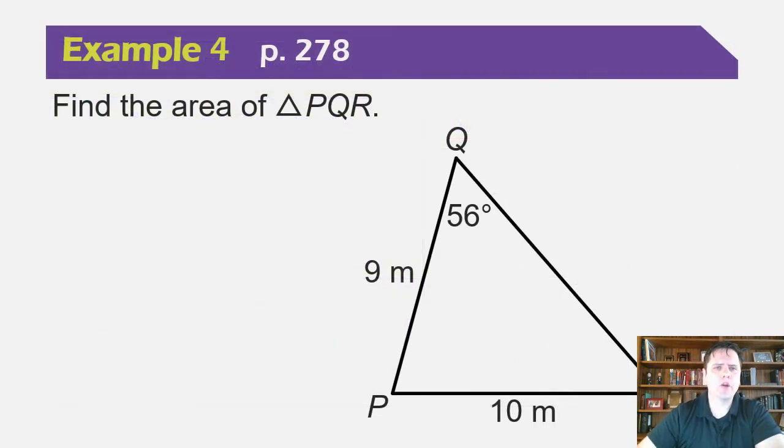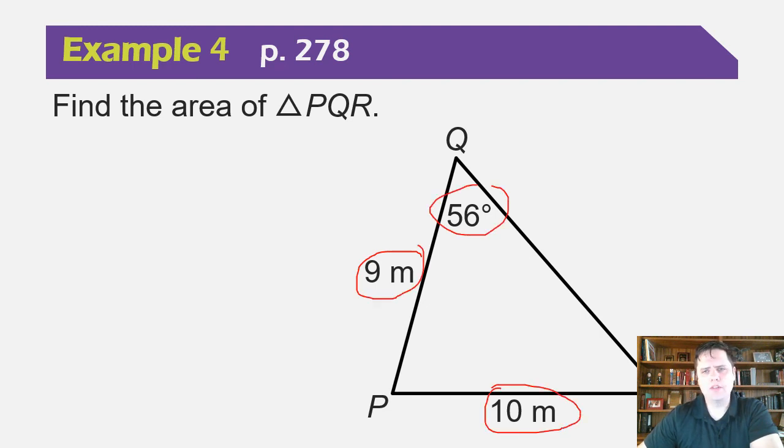Okay, so here we go. We have: find the area of triangle PQR. Now, notice the problem here when we just look at this immediately. We have a side, we have an angle, and we have another side, but notice that the angle that we have is not the one we need. We need the one in between the two sides that we know. So how would we go about finding the angle that we don't know in order to then use that formula for area? Well, you'll make use of rules you already know.